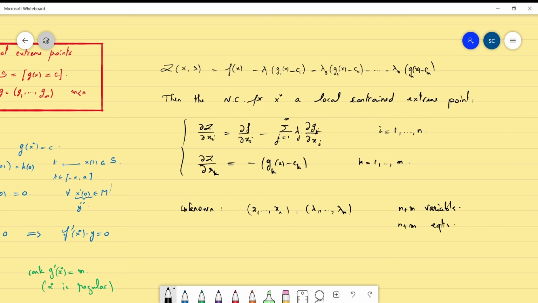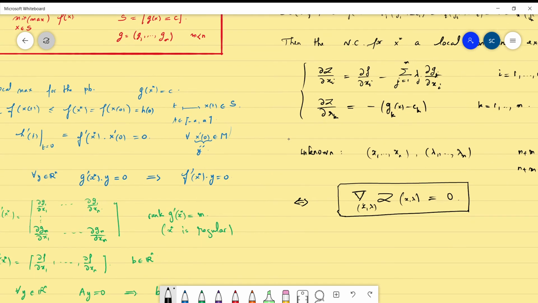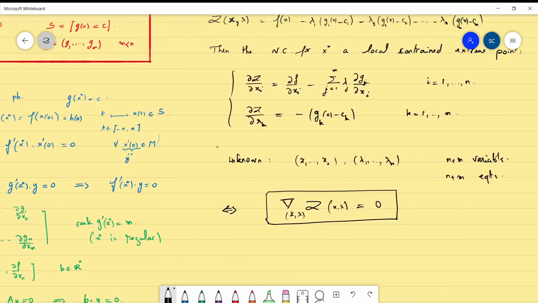So equivalently, what we can write is just finding the gradient of L as a function of two variables, x and lambda, equal to the zero vector. So it is reduced to an equation, which is much more practical. The problem we had at the beginning, a constrained problem, is reduced now to solving a system.